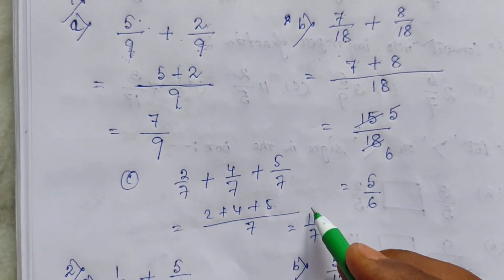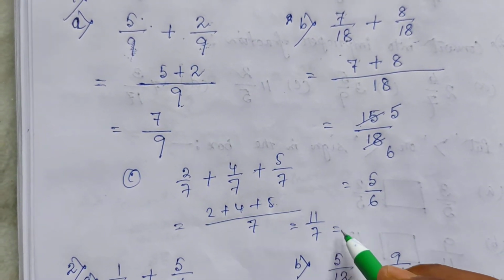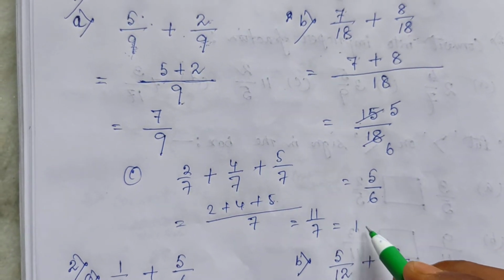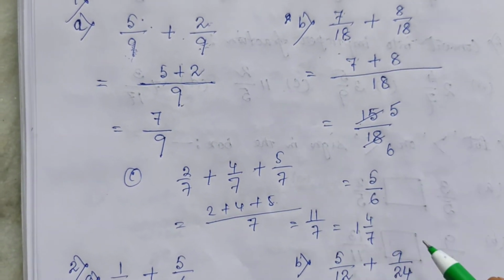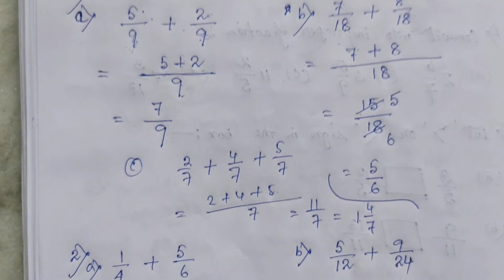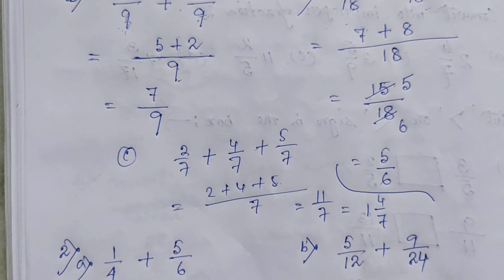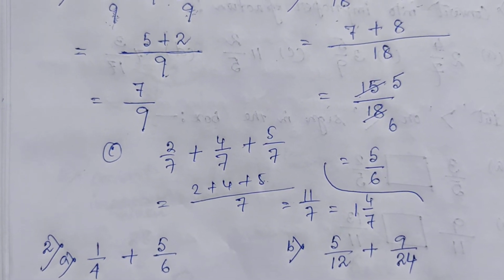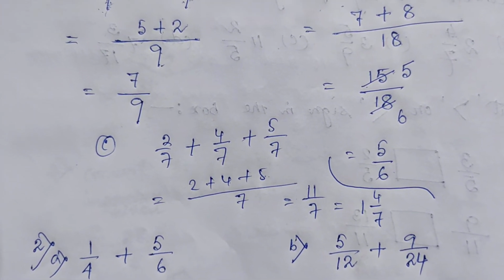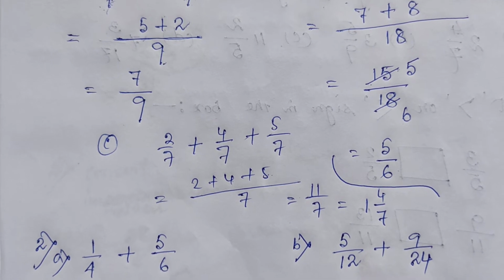Now you can see this is an improper fraction, so convert it to a mixed fraction. You will get 1 whole 4 by 7. So 1 whole 4 by 7 is the answer. So in this way we can add two or more like fractions.